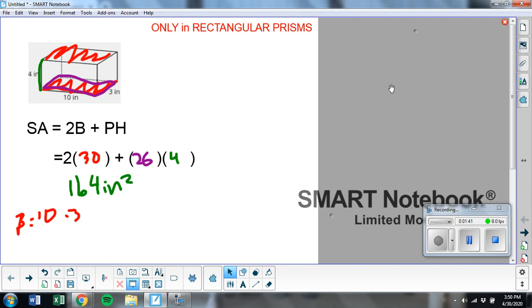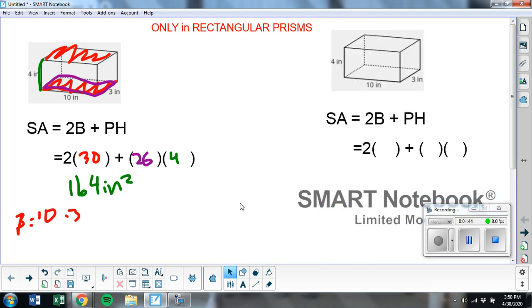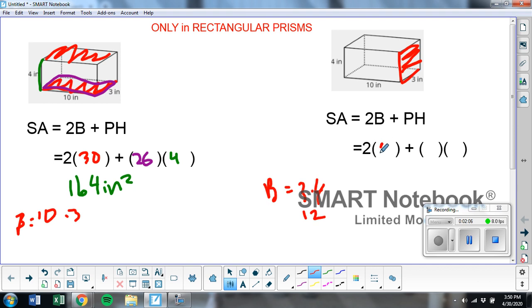Now I'm going to do the exact same problem, but I'm going to pick a different base. So this time I'm going to have the base be this front side. So capital B, this rectangle is 3 by 4. 3 by 4 is 12. The area of that face is 12. The perimeter is 3 plus 4 plus 3 plus 4. That adds up to 14.